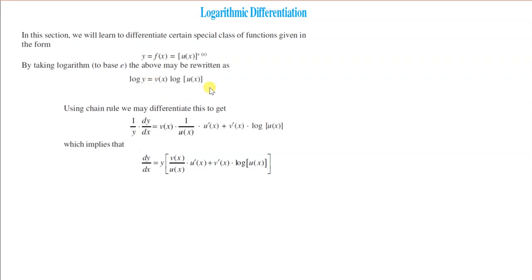And on the right hand side we use the product rule. So first function v(x) as it is, times differentiation of the second. The differentiation of log x is 1 by x, but here in place of x we have a function of x, u(x), so we have to use the chain rule and multiply it with the differentiation of u(x), that is u'(x), plus derivative of the first function, that is v'(x), into the second function as it is, that is log u(x).